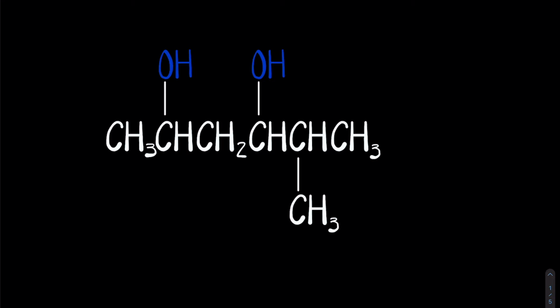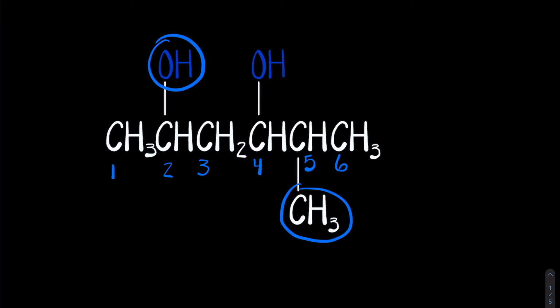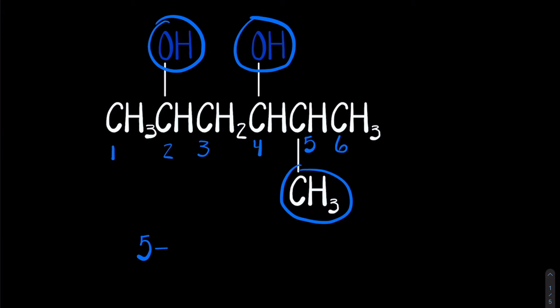All right, let's step it up one notch. 1, 2, 3, 4, 5. I mean, you could say this is 6, or you could say this is 6. We'll just do that because it's the straight chain. So, on 5, we have a methyl. On 2 and 4, we have 2 alcohol groups. So, that is diol. 5-methyl.